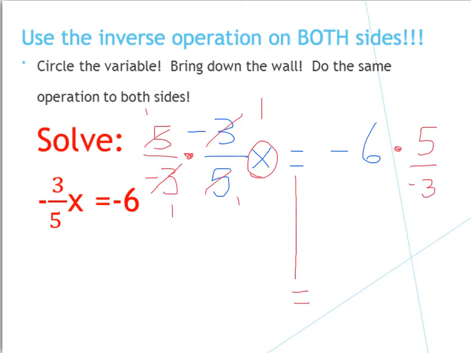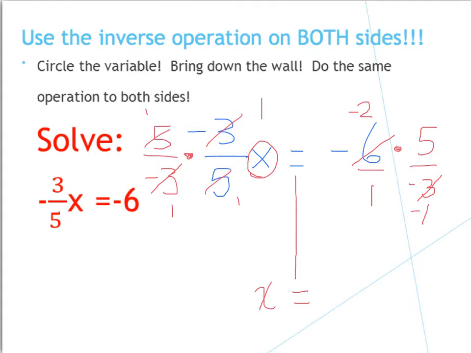Now, on the left-hand side, I've canceled everything out, so all I have left is x. So I'm going to bring x down. On the right-hand side, I'm going to add a 1 underneath because it makes it easier to look at when you're multiplying fractions. I know that I can simplify. 3 goes into 3 once, so that makes a negative 1. And 3 goes into 6 two times, so that's a negative 2. I cannot simplify the 1 and the 5, so I'm going to leave them alone.